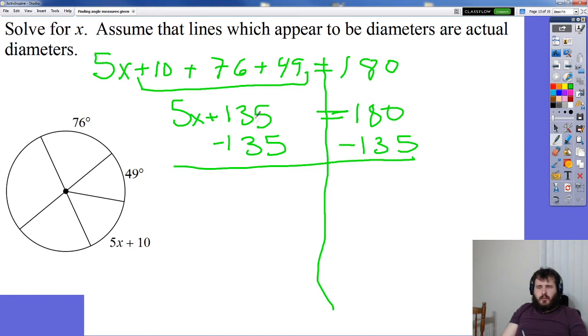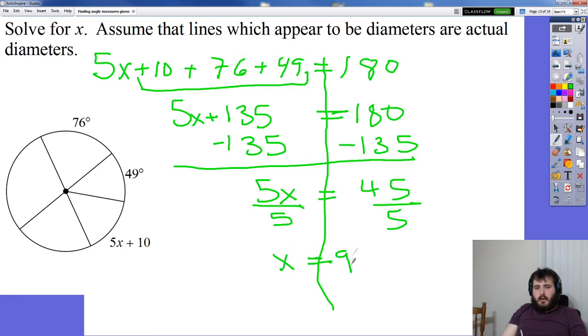$180 minus 135 is 45. Now we can divide by 5. We're going to get x equals 9. Again, I've found x. Let's make sure that's what I'm actually looking for. Ooh, it says solve for x right here. That's what I'm trying to do. There we go.